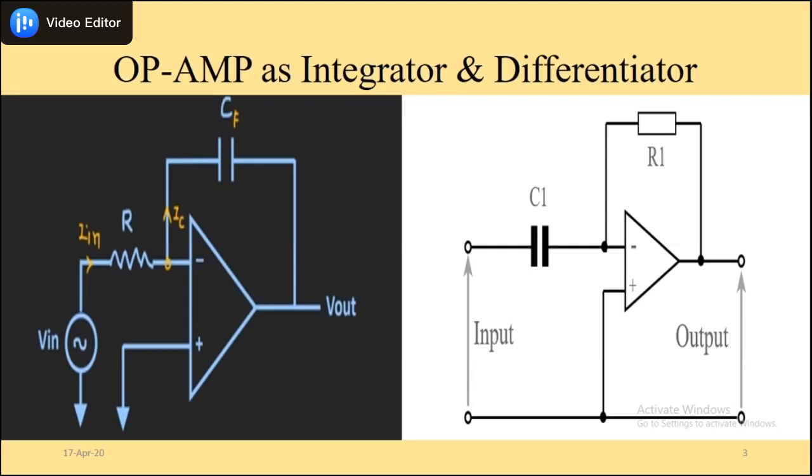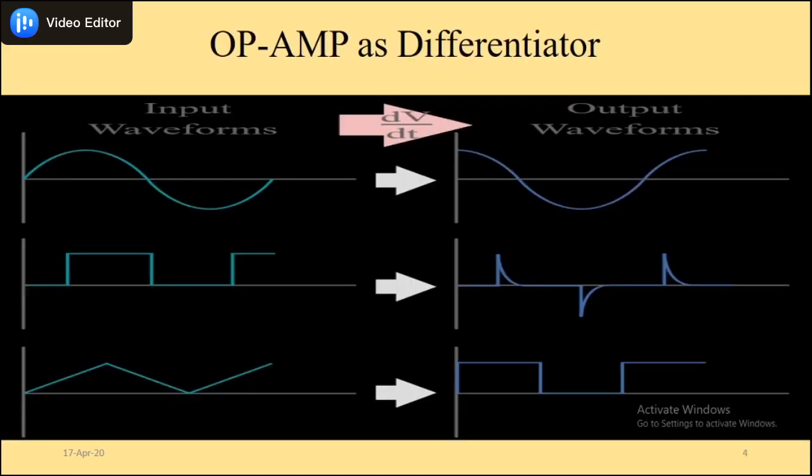So in the previous lecture, we have seen integrator. On the left hand side you are seeing integrator, on the right hand side you are seeing the circuit for differentiator. If we replace the places of resistor and the capacitor, we will be able to get our differentiator. So what is the meaning of differentiator? It simply means if you want to get the derivative of any signal, any input waveform, you will use differentiator.